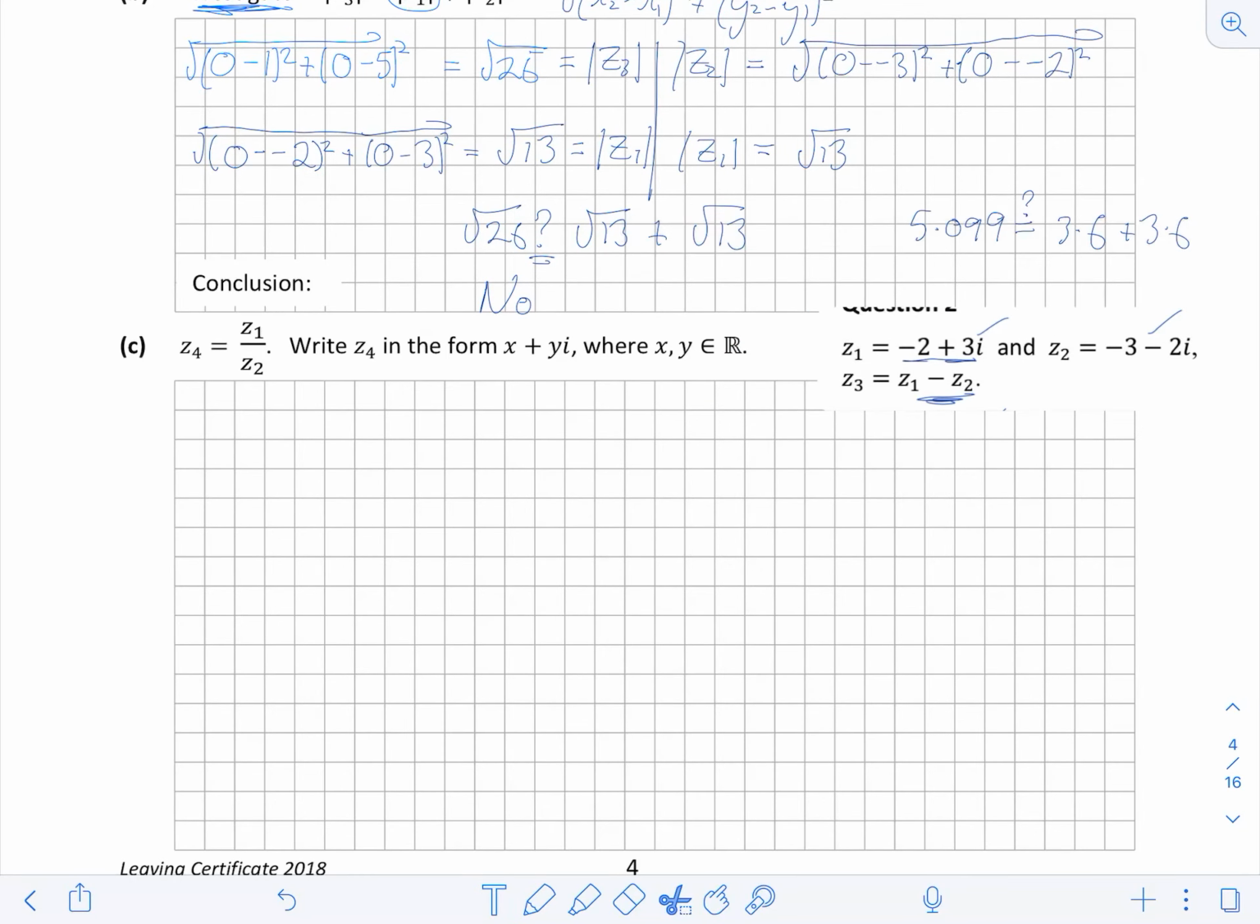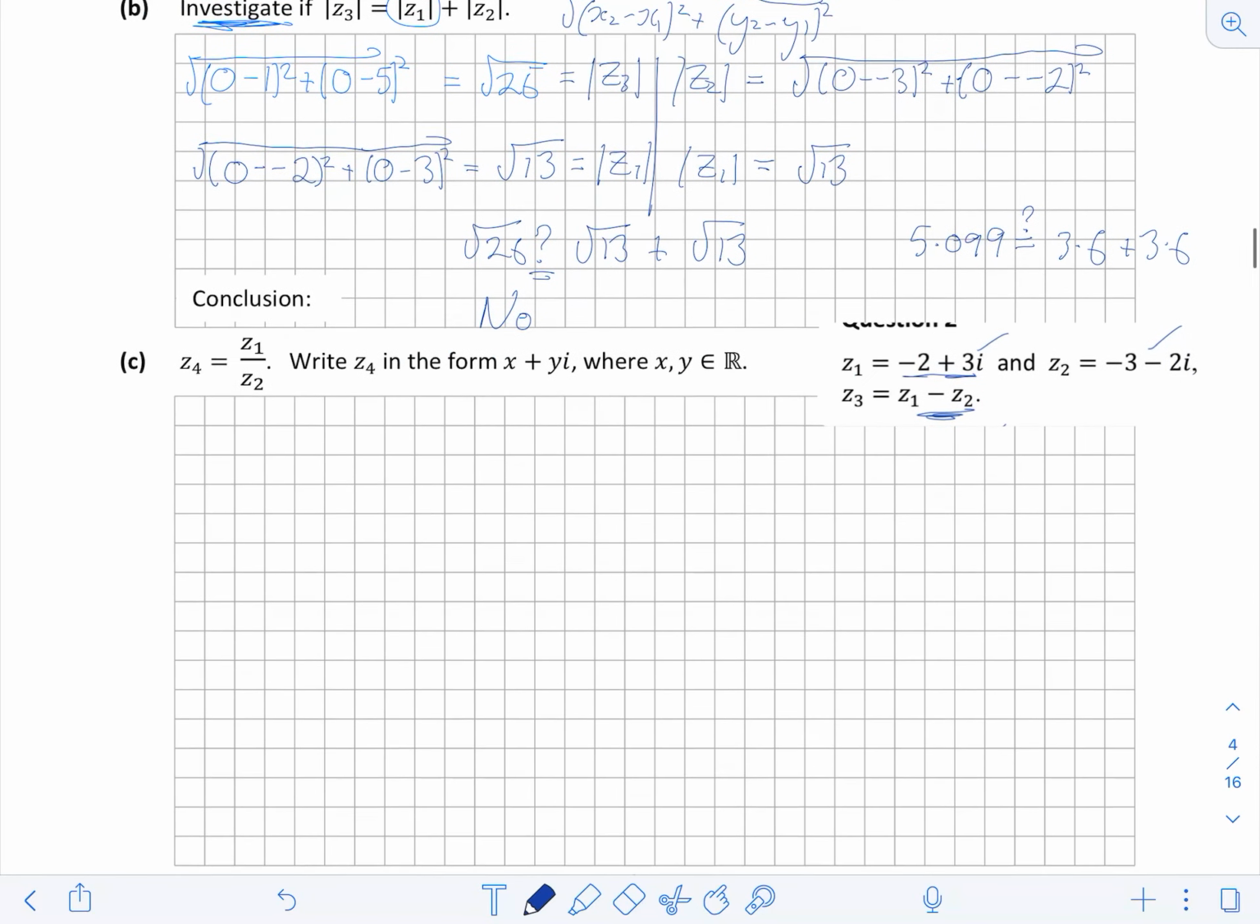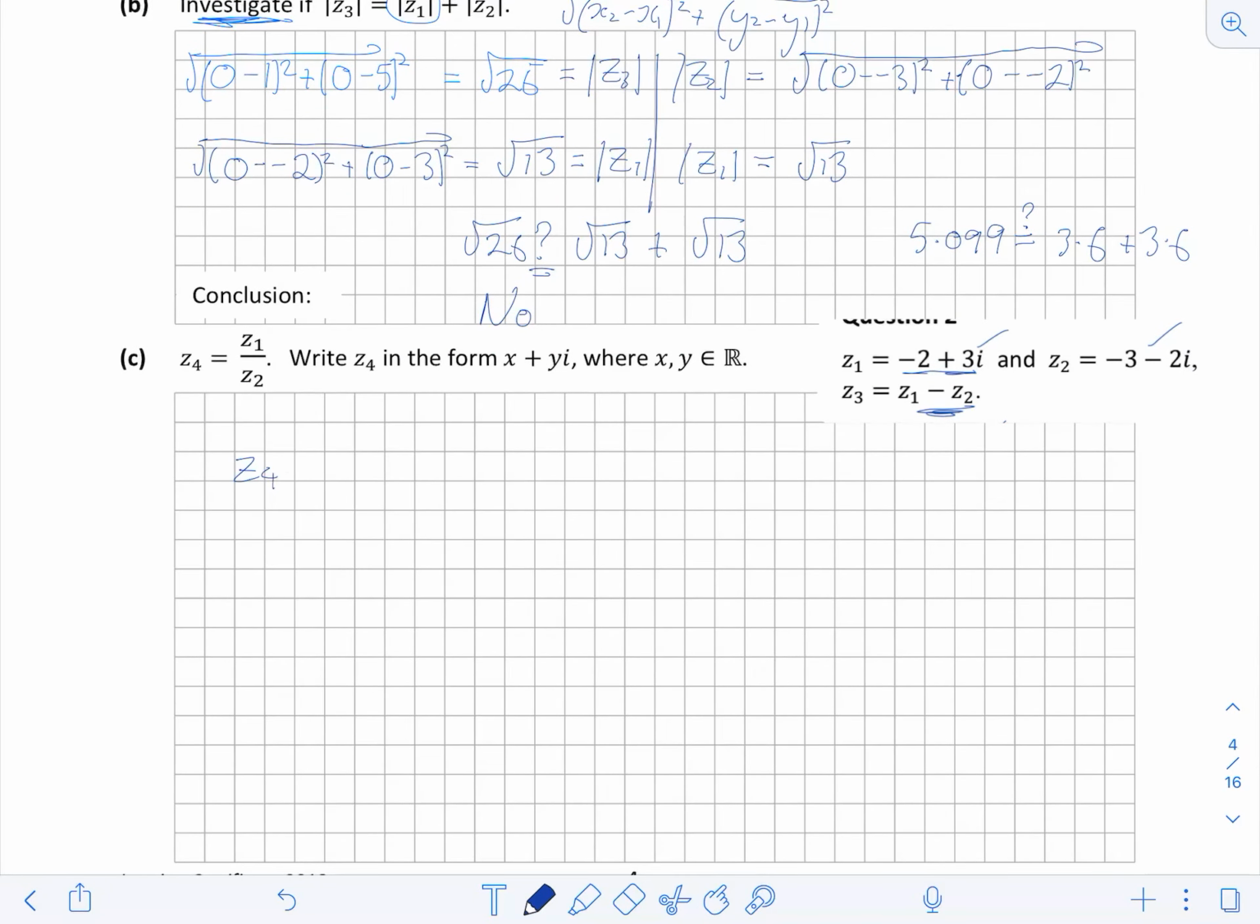So I'm now going to go with Z4. Z4 is equal to, big long line here, Z1, which is minus 2 plus 3i, and we're going to divide that by Z2, which is minus 3 minus 2i. So we put that in brackets, and that in brackets.